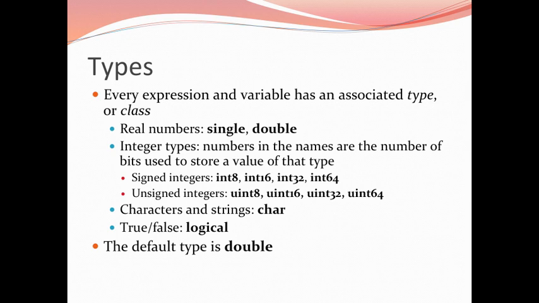There's also a type for characters and strings of characters called char, C-H-A-R. There's a type for the result of true-false expressions called logical. So for numbers, the default type is always going to be double. So if you don't specify otherwise, the default type for any number, variable, or expression is going to be double.